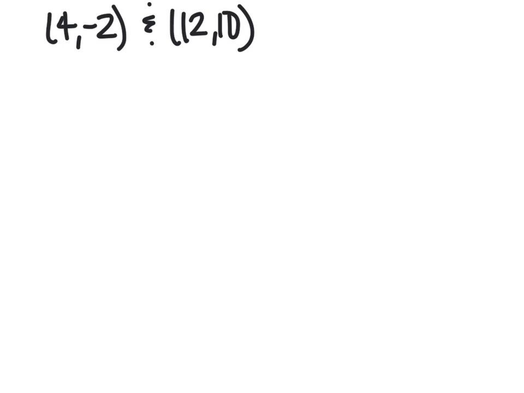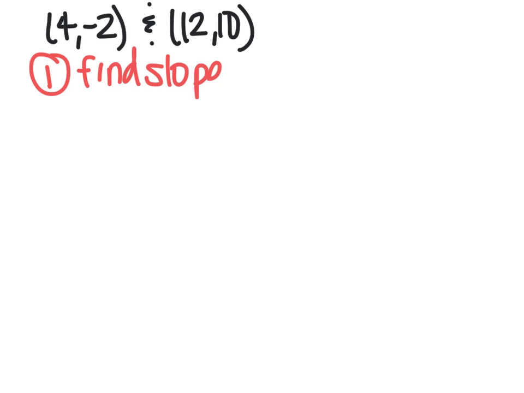So now that I have my ordered pairs, the very first thing I've got to do to write this in point slope form is to find the slope. And I'm going to find slope using my slope formula, which is y2 minus y1 divided by x2 minus x1. So all I've got to do is plug in numbers.